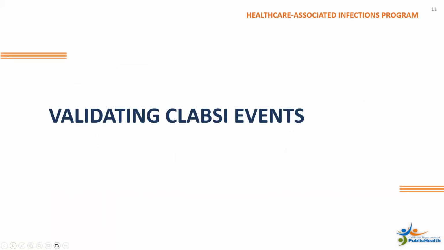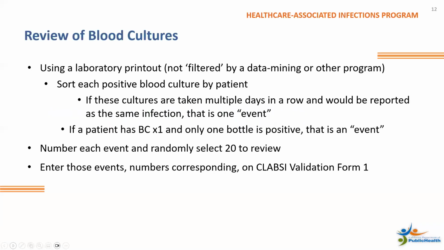Now I'm going to pass it over to my colleague Zenith, who will cover validating CLABSI events. Thank you, Chris. So when we're validating CLABSI events, we first want to start with a line list. What you want to do is go straight to your laboratory and get a printout of all of the positive blood cultures for whatever quarter you are going to be validating.